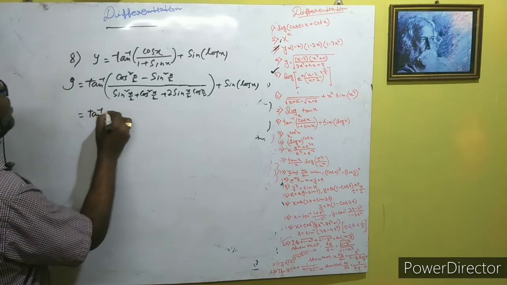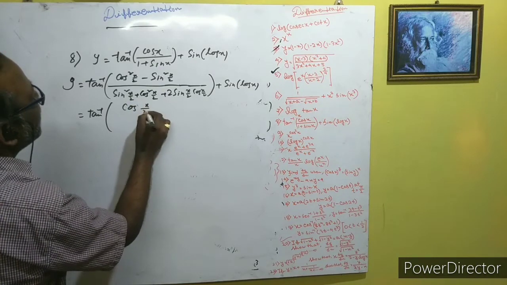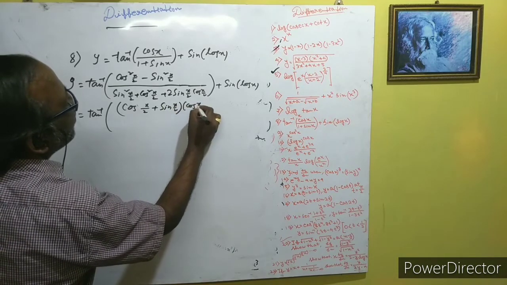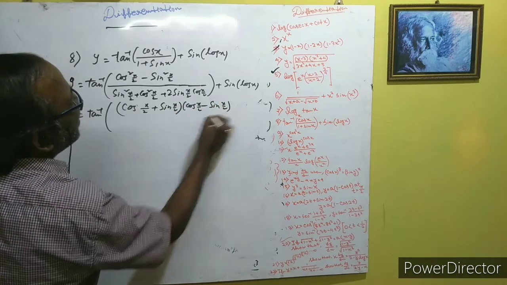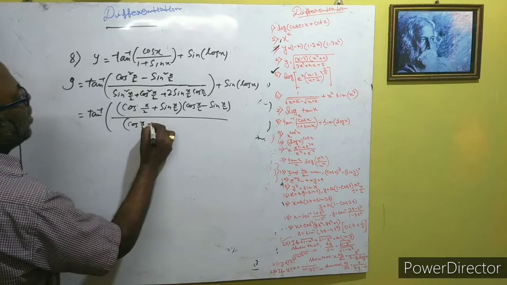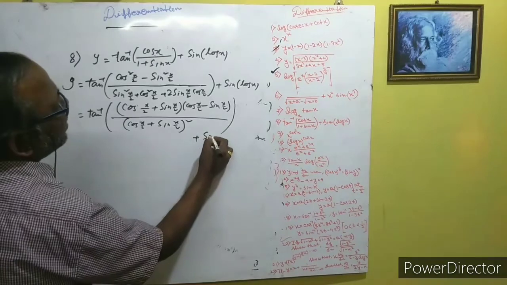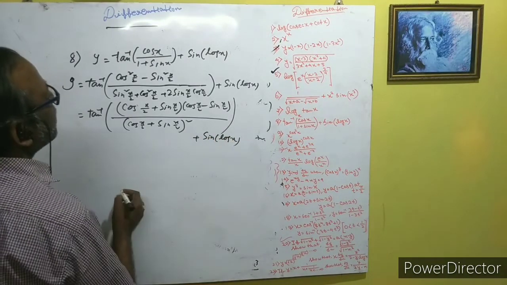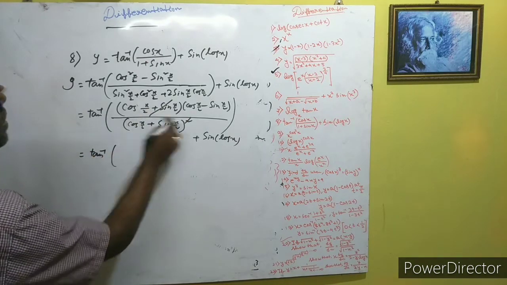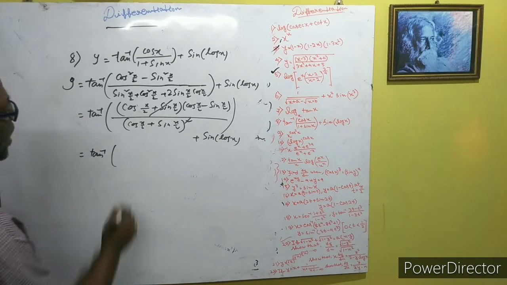So this is tan inverse. See, cos square x by 2 minus sin square x by 2 you can write as cos x by 2 plus sin x by 2 times cos x by 2 minus sin x by 2, and the denominator is cos x by 2 plus sin x by 2 whole square. And sine of log x. So see, one factor is cancelled. Again, divide by cos x by 2 on numerator and denominator.